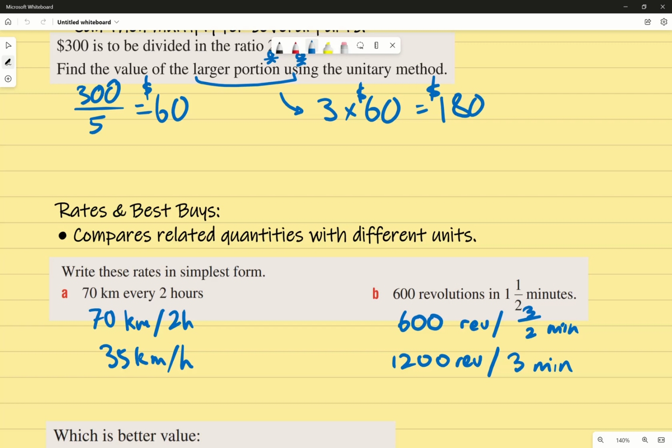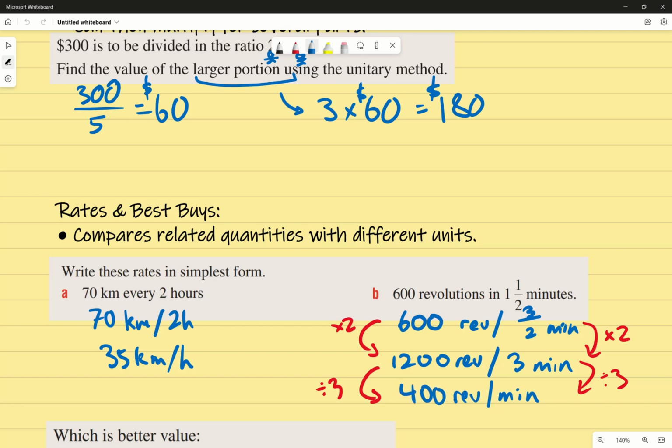Well, how do we get to 1 minute? We would divide by 3. Exactly right. Divided by 3. Here we times by 2. So times by 2. And therefore we should divide by 3 here. Divided by 3 gives us 400 revs. Any questions? You guys see how it's very, very similar to what you guys already know with fractions? It's pretty much the same principles, just in a different format.